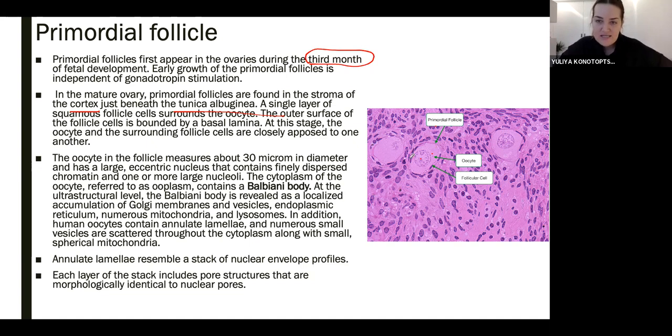The oocyte inside of this follicle is relatively small. It's only 30 micrometers, so you need to remember this. It has a very large eccentric nucleus, okay? And the cytoplasm is referred to as the ooplasm, and it sometimes contains a Balbiani body.